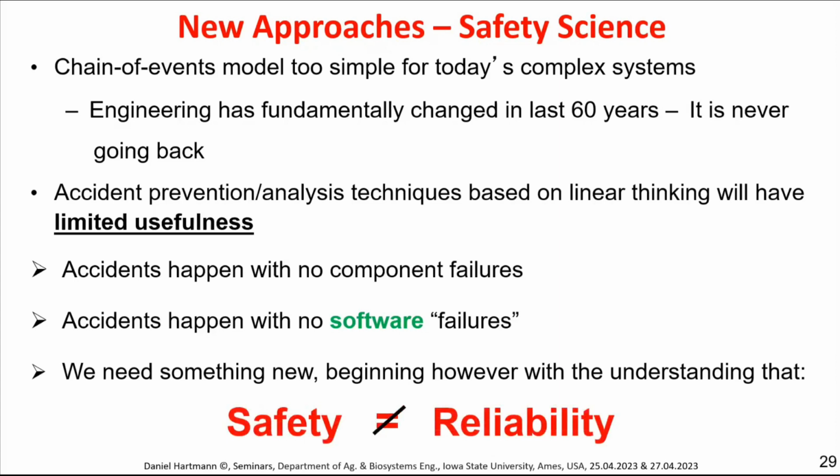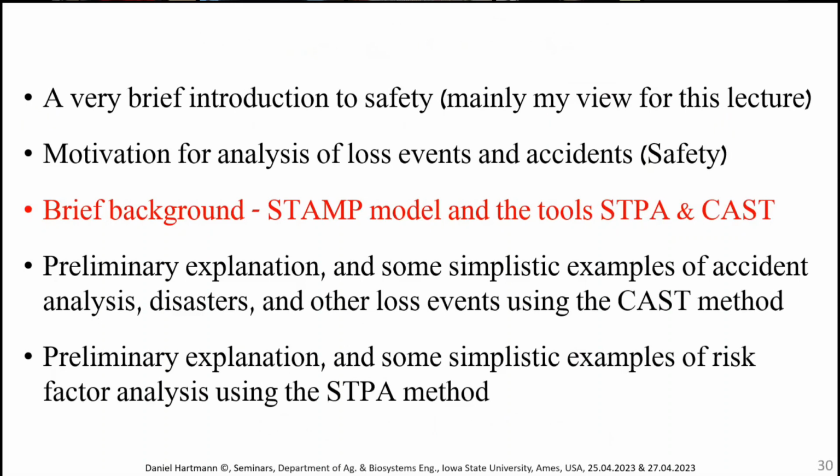safety and reliability are not the same. At the early stages, 100 years ago, when we had mechanical systems or electromechanical systems, safety and reliability were connected. But today we can have a safe system that is not reliable at all. We can have a very reliable system, but it will be not safe at all. And the methods that we use for reliability, we should not use them for safety, especially the probabilistic approaches that were taken from reliability engineering and used in safety engineering. Okay, so now finally we are at the STAMP model and its tools.